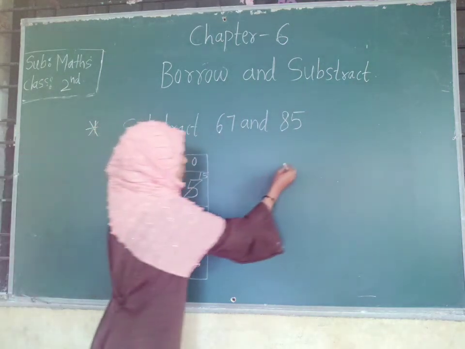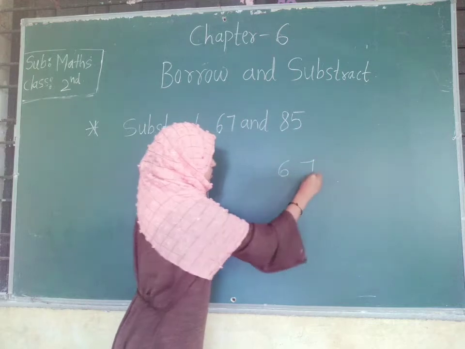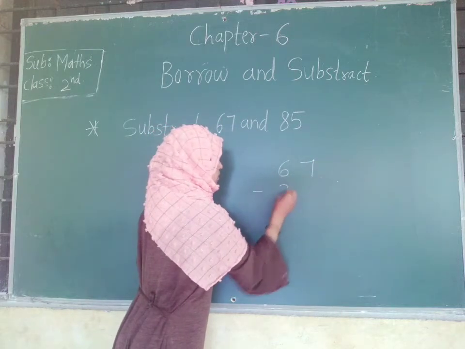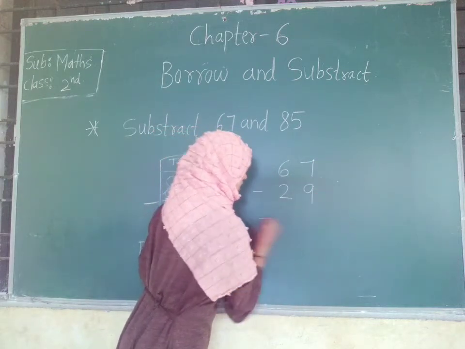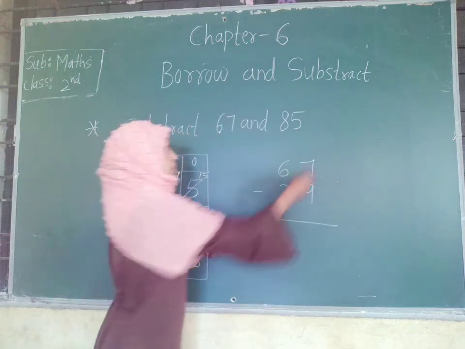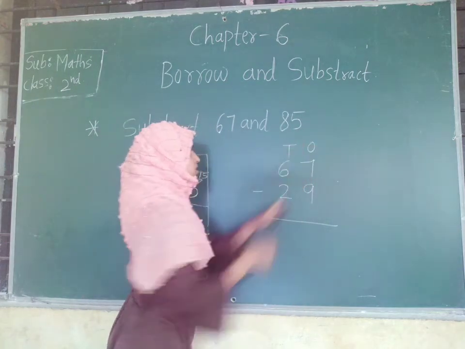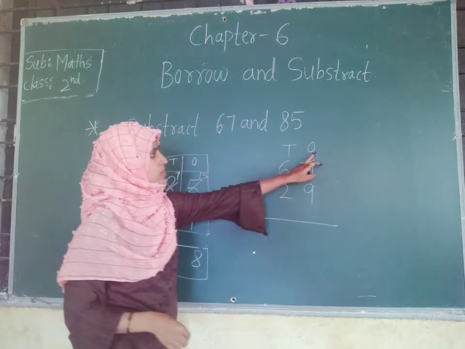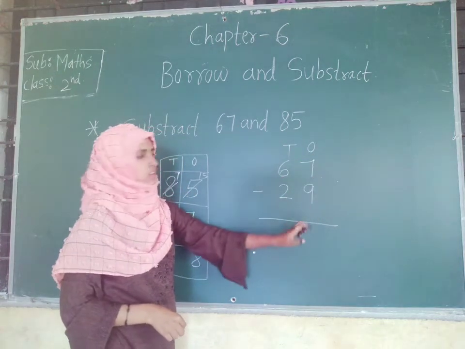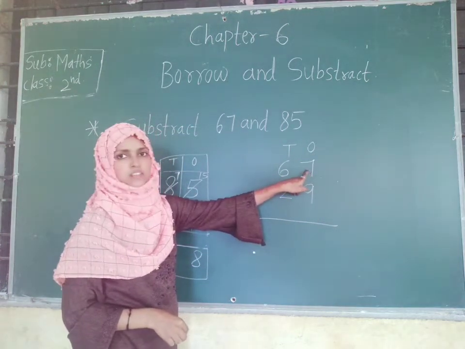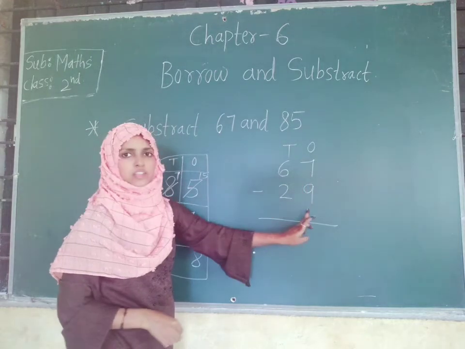One more number: 67 minus 29. In the ones place, this is the ones place and this is the tens place. In the ones place we have 7 and 9. So children, we cannot subtract 9 from 7 because 7 is less than 9.